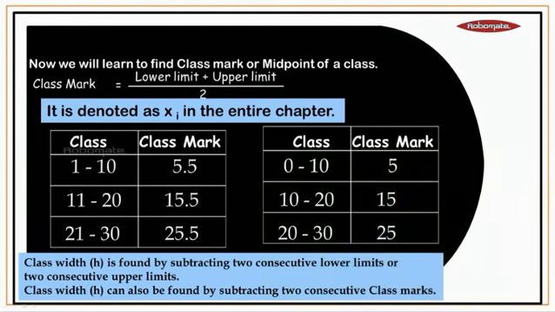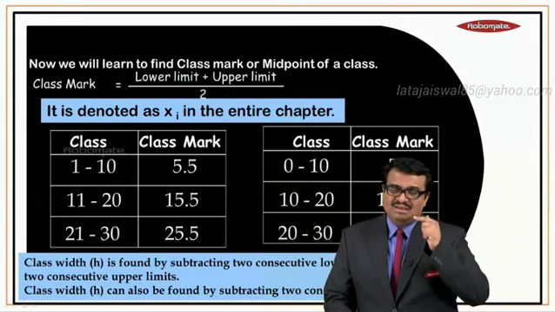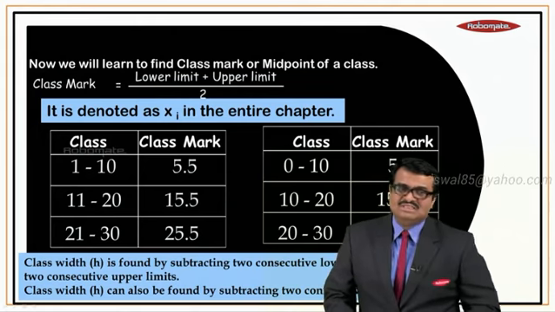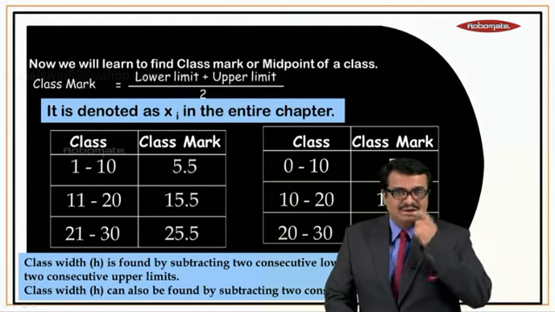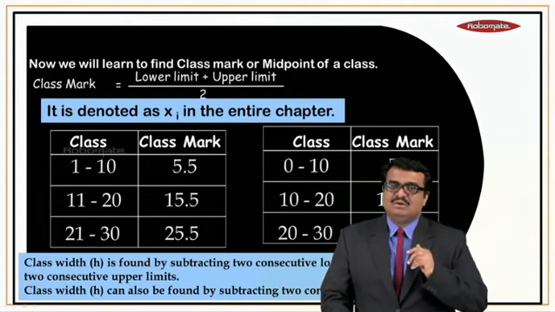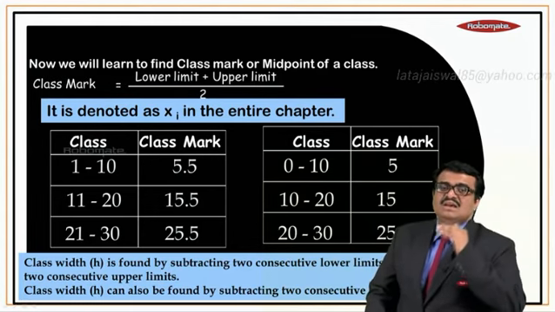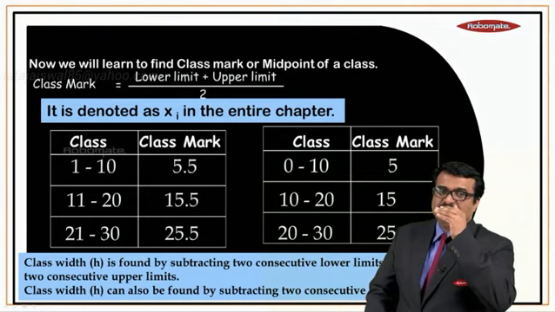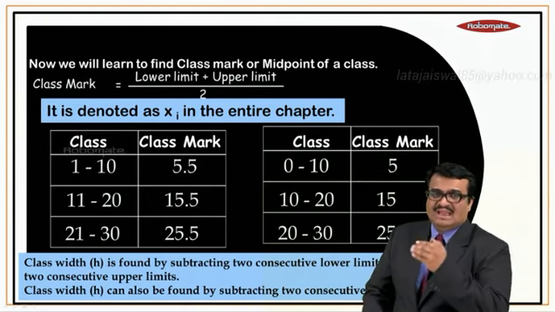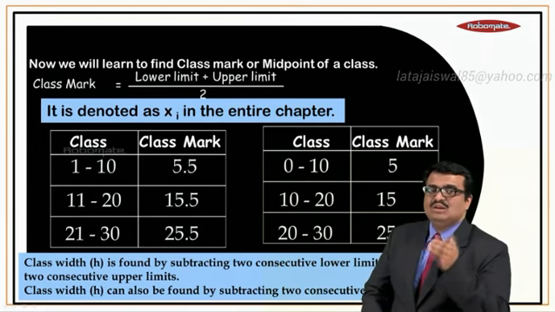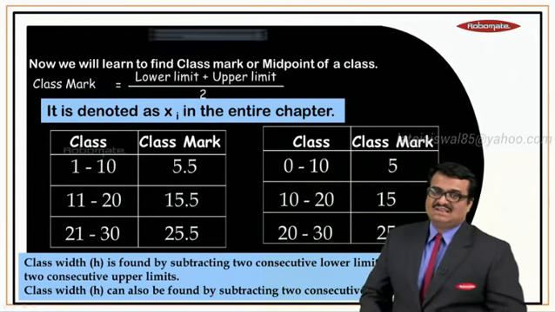If you see the class marks in the first column, 5.5, 15.5. If you subtract them, 15.5 minus 5.5, how much is the value? 10. 25.5 minus 15.5, how much is the value? 10. In the same way in the second column, 15 minus 5, how much is the value? 10. 25 minus 15, how much is the value? 10. So class width h can also be found by subtracting two consecutive class marks.